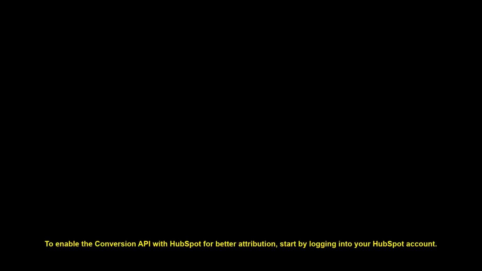To enable the Conversion API with HubSpot for better attribution, start by logging into your HubSpot account. Navigate to your account settings by clicking the settings icon in the main navigation bar. In the left sidebar, scroll down to find and select the Tracking and Analytics option. Under this section, click on API Event Tracking.